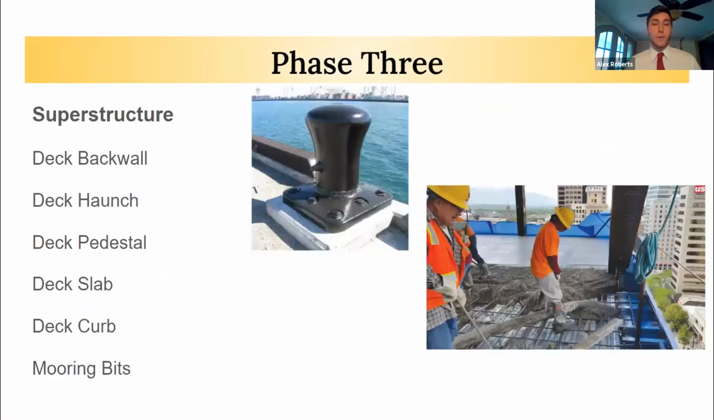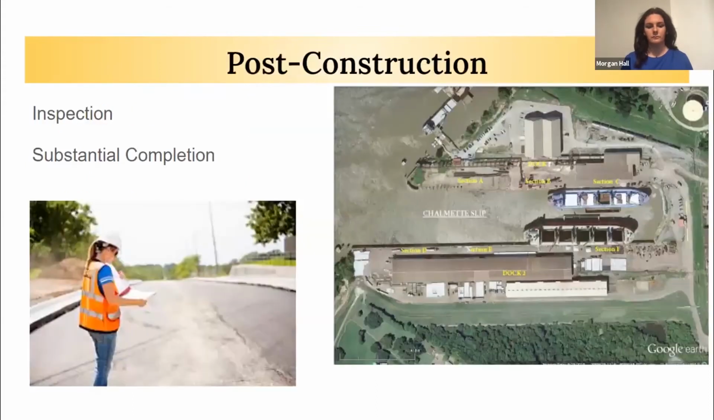And in phase 3 will be everything for our superstructure, including the back wall, the deck haunch, and pedestal, all of our slab work, and of course the curb going after that, and being finalized with our mooring bits. And then we'll be concluding with our post-construction, which will be for our inspection, and of course, as we hope, ending with our substantial completion. And that will conclude our construction sequence.